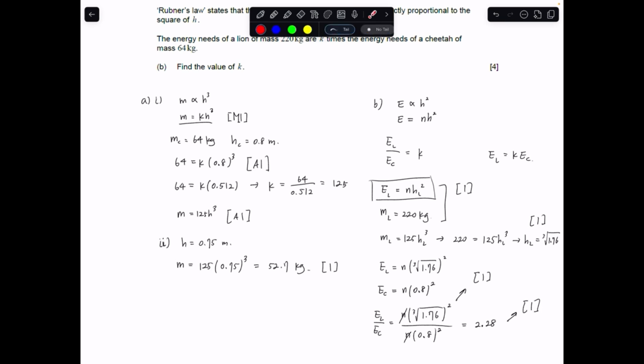Okay, so again, setting it up correctly, calculating the height of the lion, finding an expression for K, calculating it correctly, leading to the final answer. And these are all worth a total of 4 points.